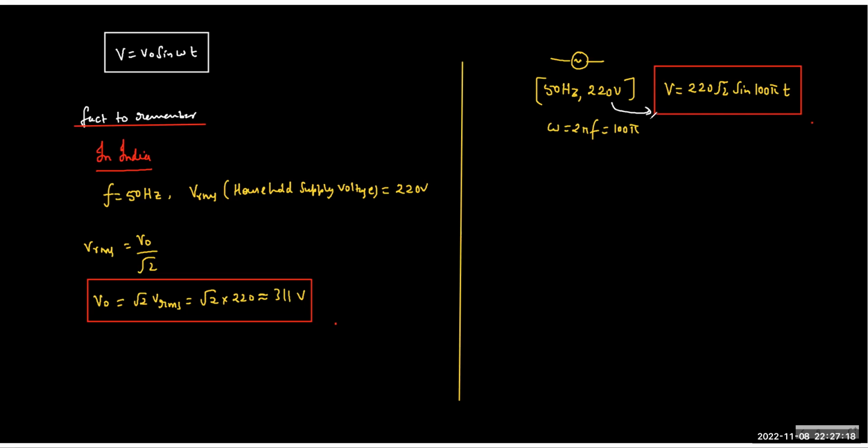The moment they mention frequency and voltage in AC, whatever you specify, the specification or any measurement always represents the RMS value. So it will always represent the RMS value.